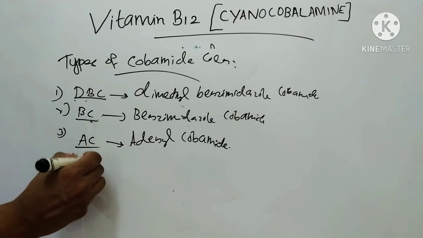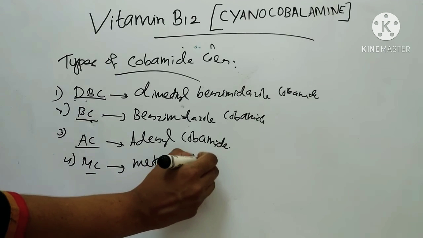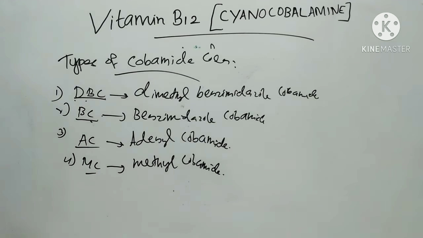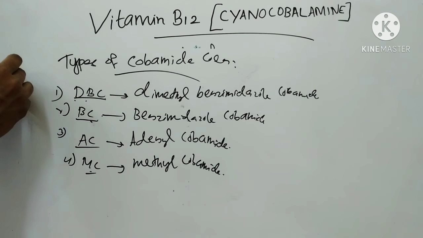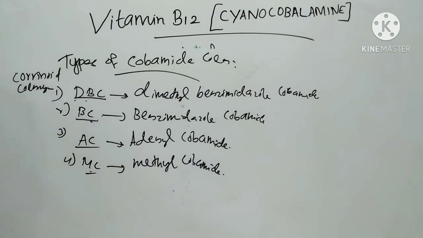Fourth one is MC, or methyl cobamide. In this, a CH3 group is attached to the cobalt atom, rather than the adenosyl moiety. These coenzymes do not contain the cyanide group, and so they are called corrinoid coenzymes. These are the types of cobamide coenzymes.